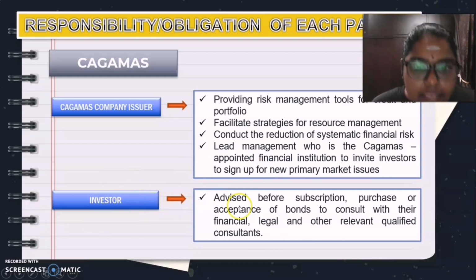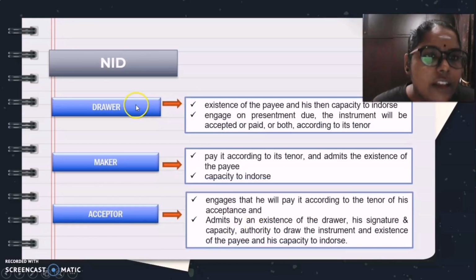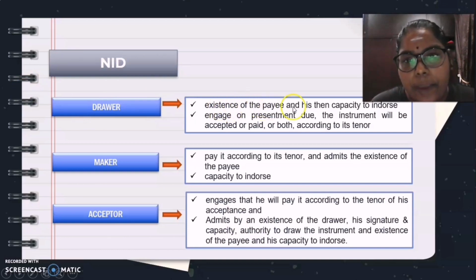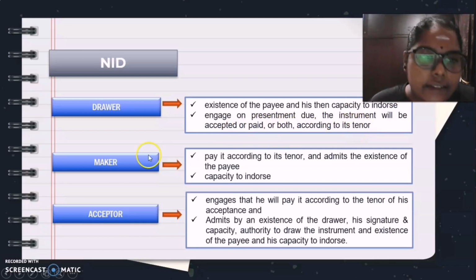For investors, they are advised before subscription, purchase or acceptance of bonds to consult with their financial, legal and other relevant qualified consultants. While for NID, the drawer needs to admit the existence of the payee and his capacity to endorse, while to engage that on presentment due, the instrument will be accepted or paid or both according to its tenor.